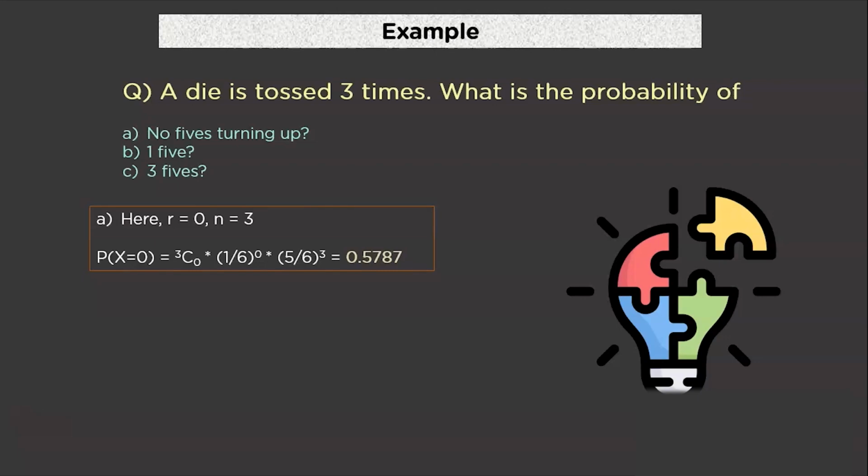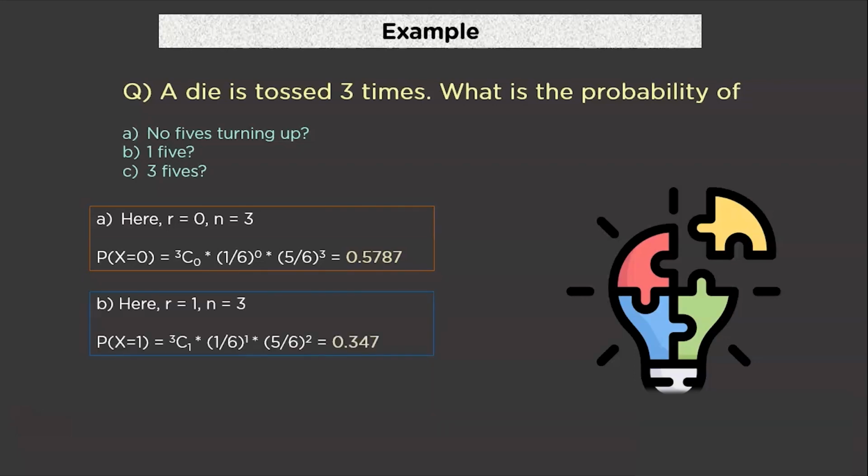Substituting the value in the formula, we have 3C0 into 1/6 to the power 0 into 5/6 to the power 3, where 1/6 is the probability of success and 5/6 is the probability of failure. Calculating this equation, we'll get the value to be 0.5787.